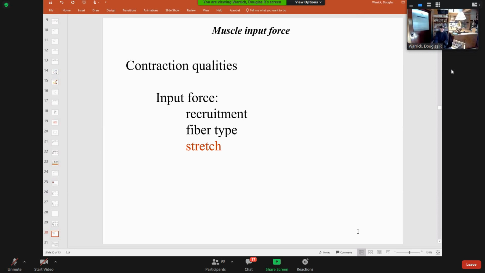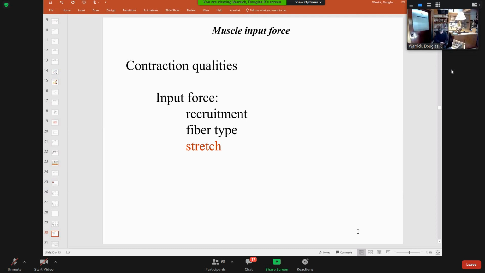Stretch. So we're all talking about input force here and the amount of force that a muscle produces. That is the input end. That is how much force the muscle fiber would produce if you were just to disembody it. So we can recruit more muscle fibers. We can recruit white fibers versus slow fibers, or slow fibers versus white fibers, depending on what we want to do. All of those things will determine how much force a muscle produces.